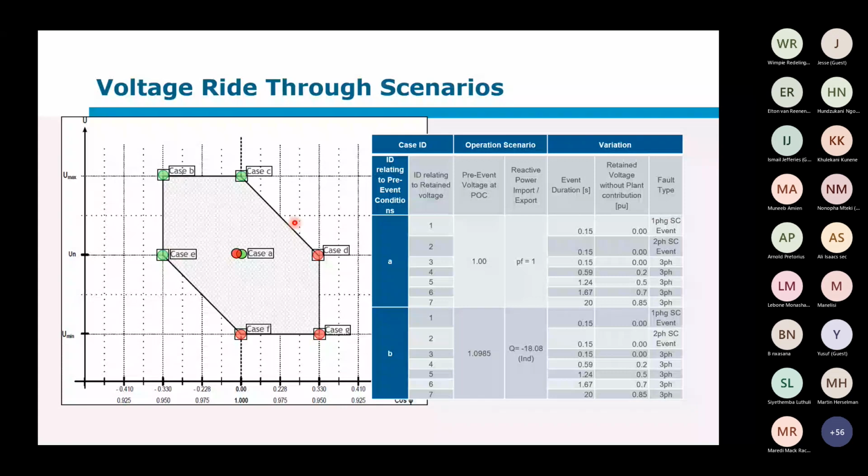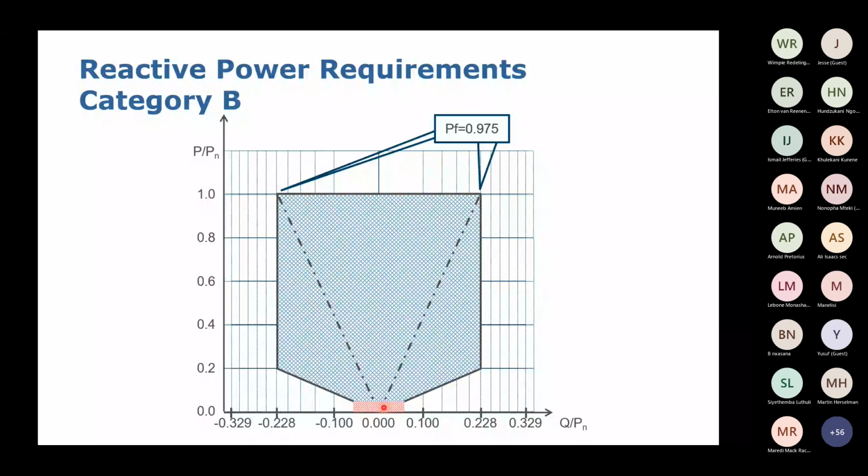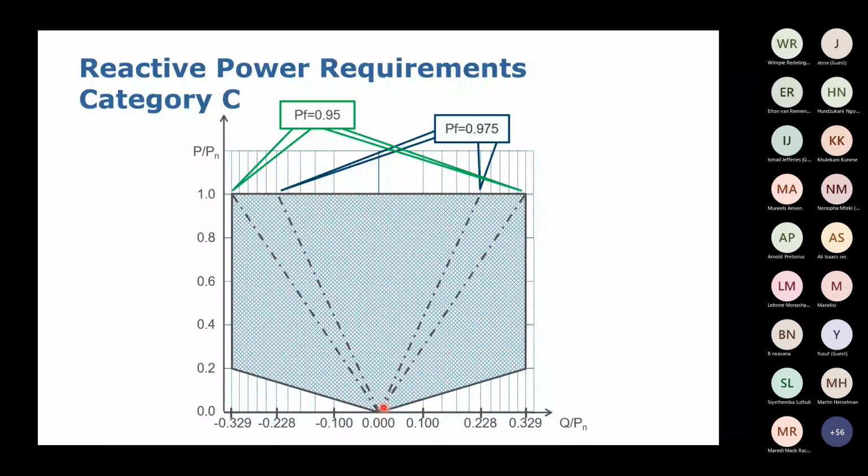Category C, there's a slightly bigger requirement. They must be able to operate at a power factor of 0.95. And in essence, this means that they can give better support to the network in terms of reactive power requirements.